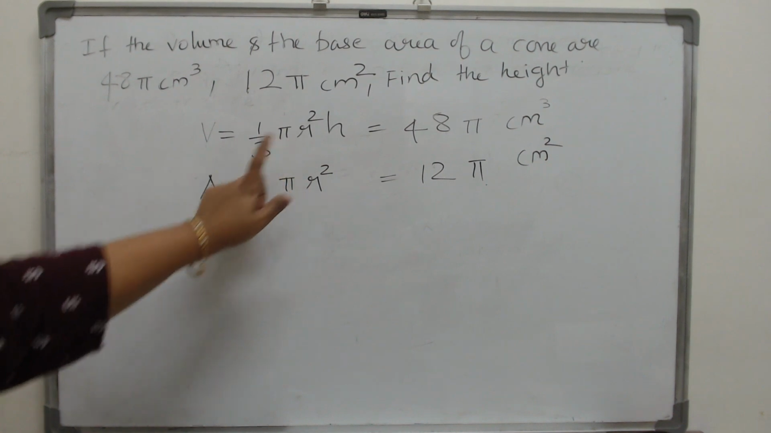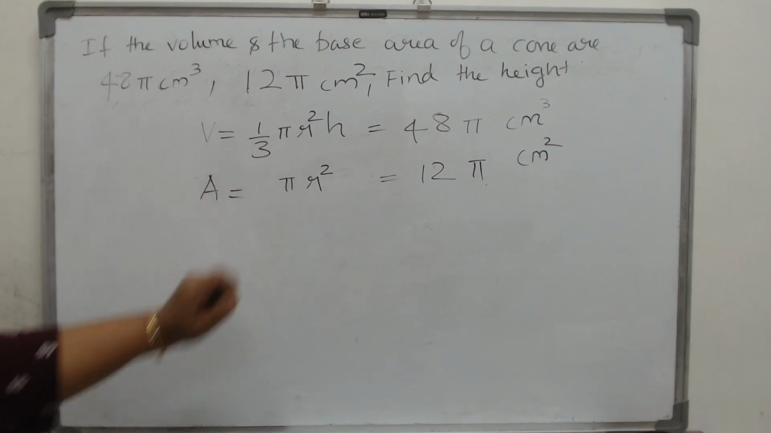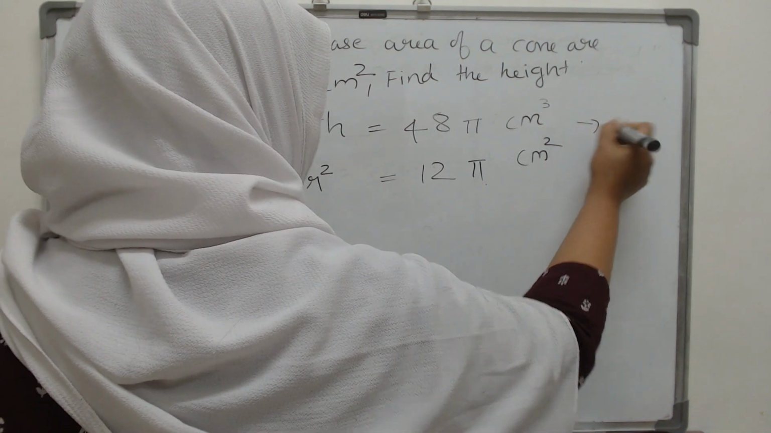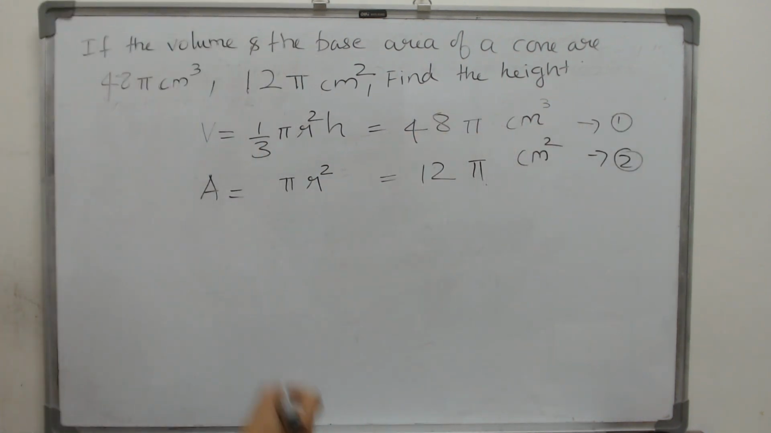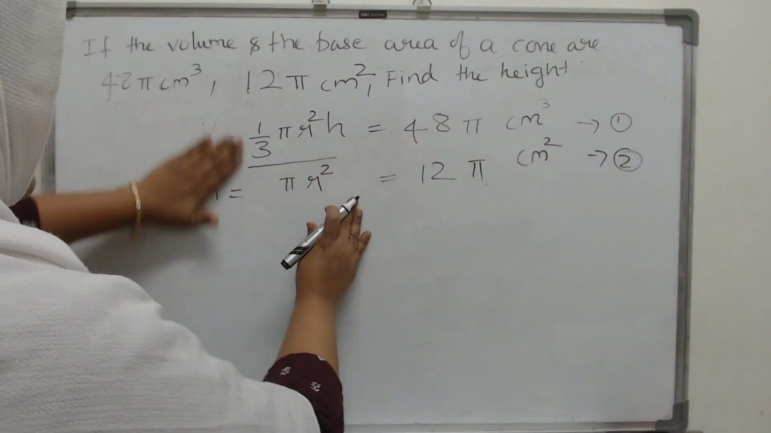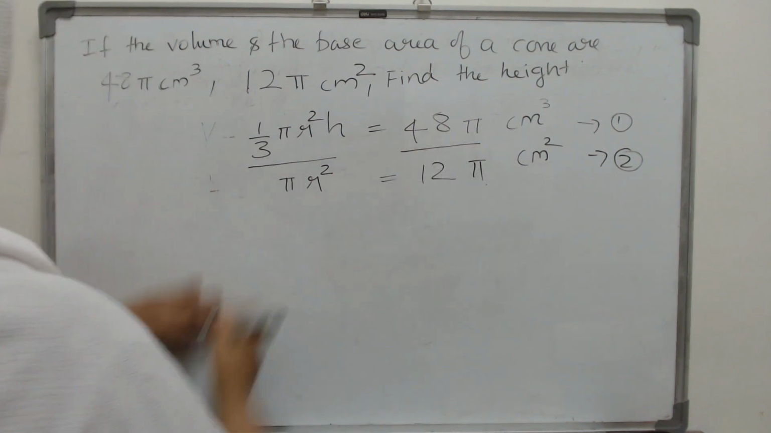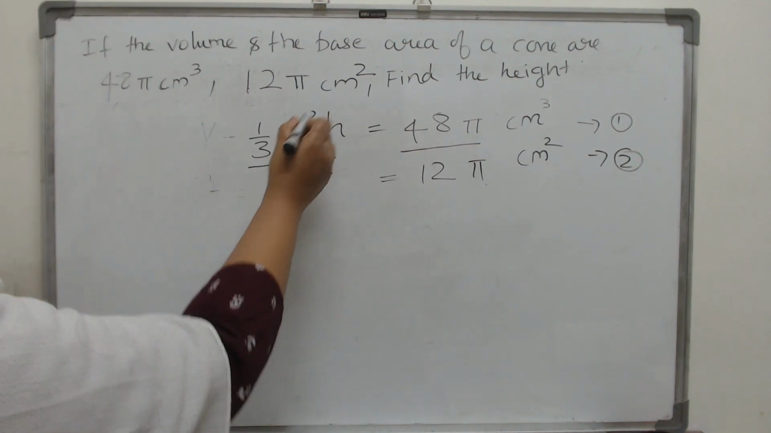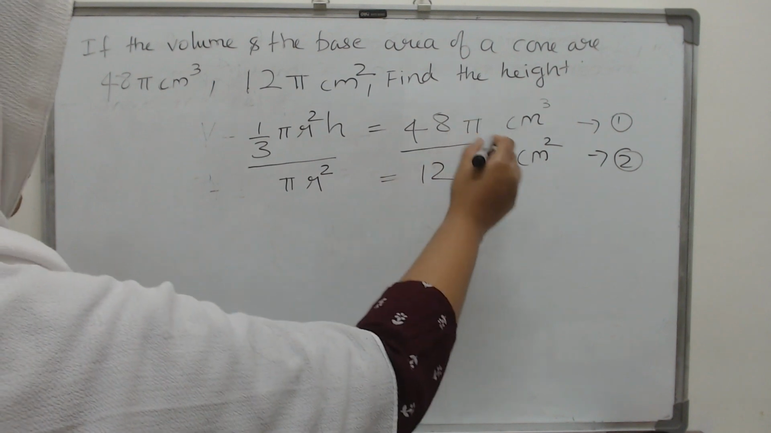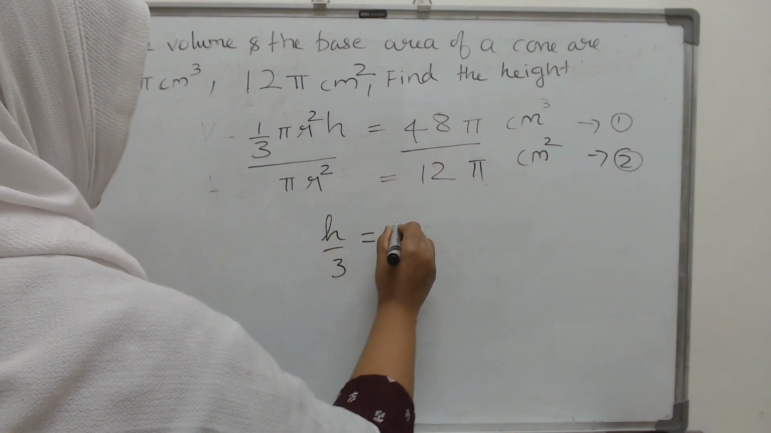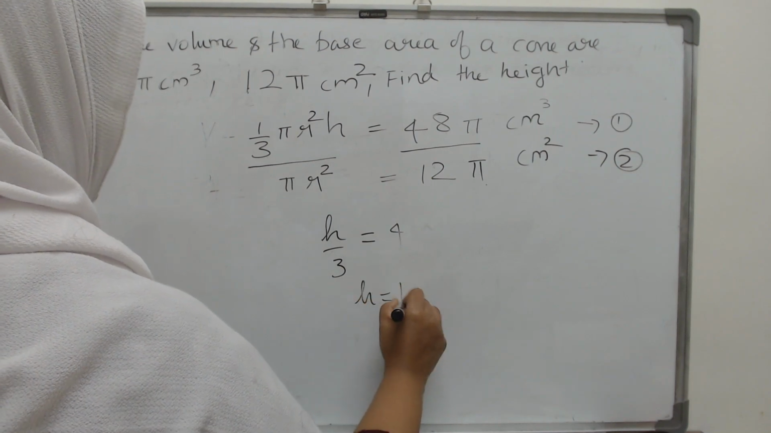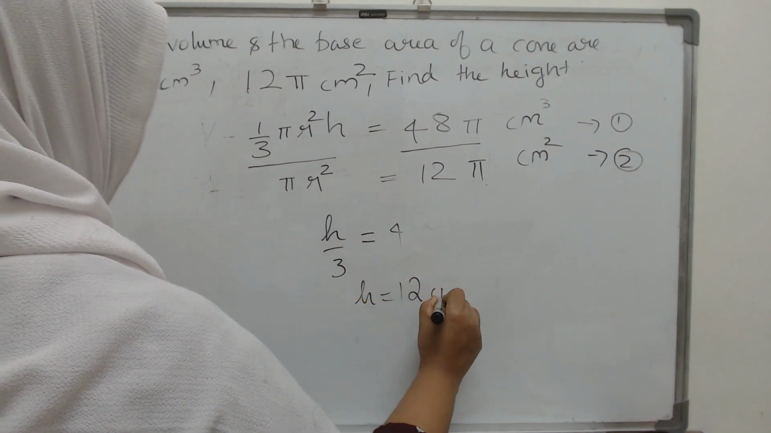This is your volume and this is your area. We will name the equations 1 and 2. What if we divide 1 by 2, then what will you get? LHS by LHS, RHS by RHS. Then what do you see? All of this gets cancelled, all of this gets cancelled. Then your h by 3 is actually 4. That means your height is 12 centimeter.